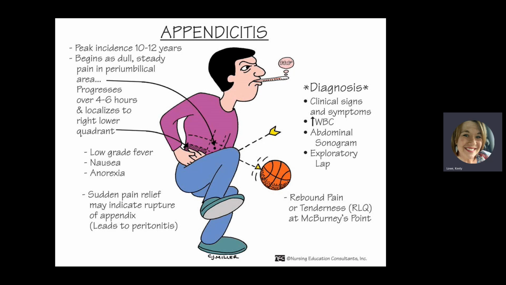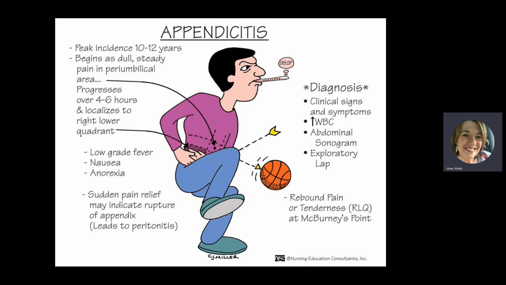So some of the considerations of appendicitis: peak incidence, again, is the preteen, teen area. It begins as a low, steady ache and increases in severity. Again, with that, a fever, nausea and vomiting can come, and these symptoms can really progress over a couple of hours, even a day, to the point where someone is needing help. It progresses over about 4 to 6 hours, right lower quadrant. The symptoms we talked about, sudden pain relief, may indicate a rupture, okay? And then the patient can become much, much more sick.